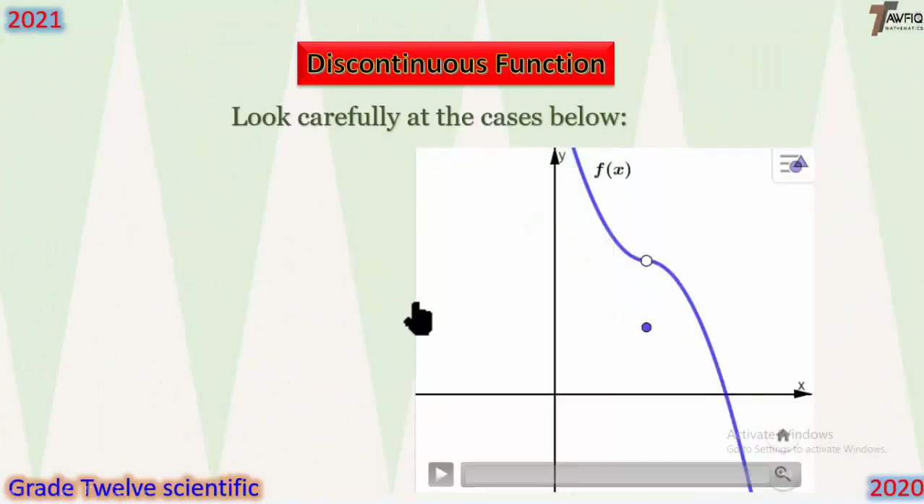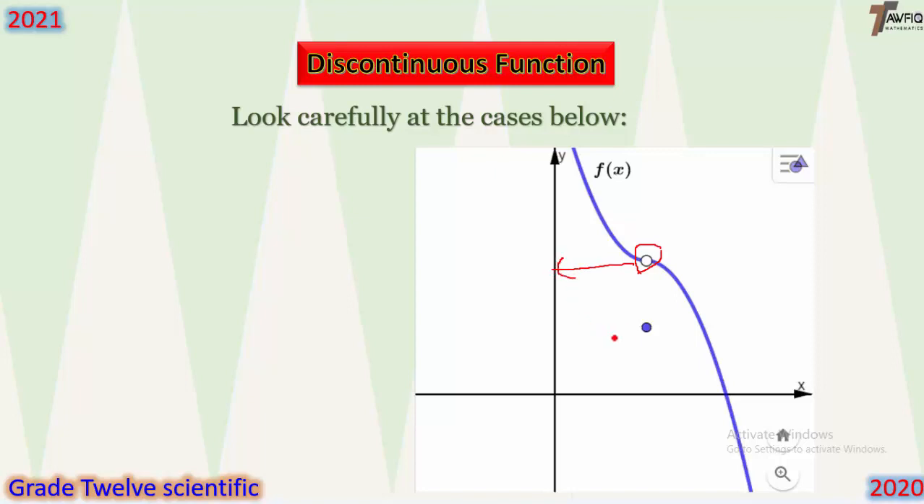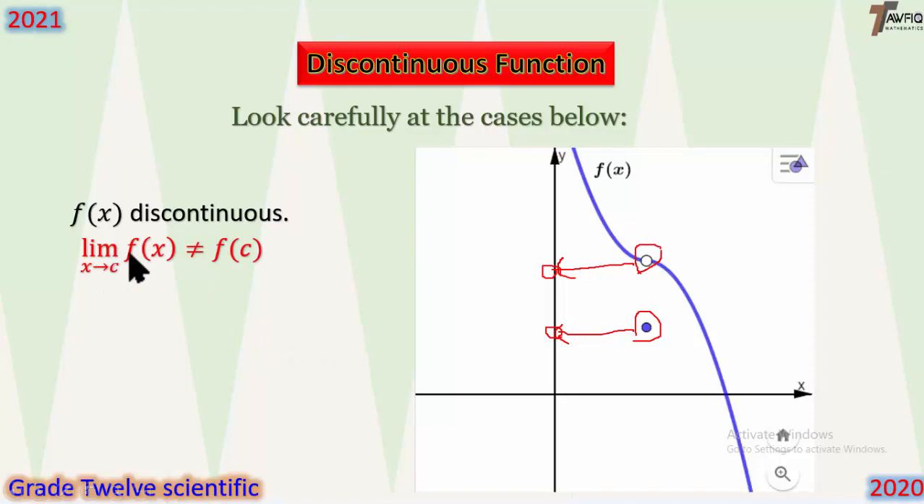The third case is, as you can see, you have here a hole point which gives us a limit, and the full point which gives us the value of the function. Because the limit is not equal to the value of the function, this function is discontinuous, because there is a hole point and a jump.